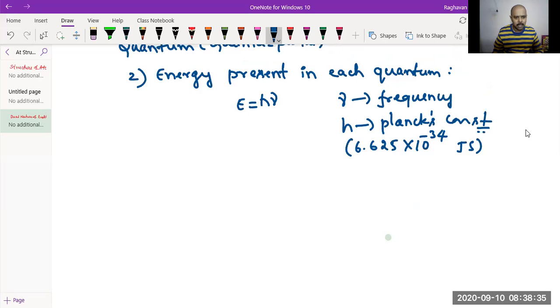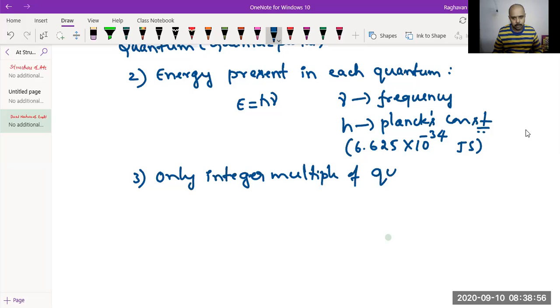When some object emits quantum or absorbs quantum, it says only integer multiple of quantum is emitted.